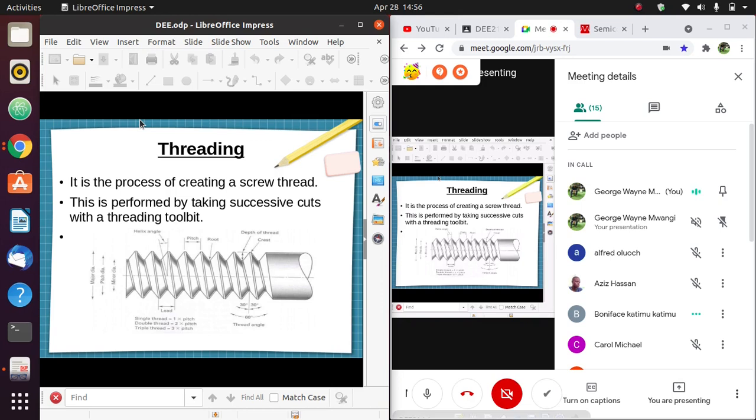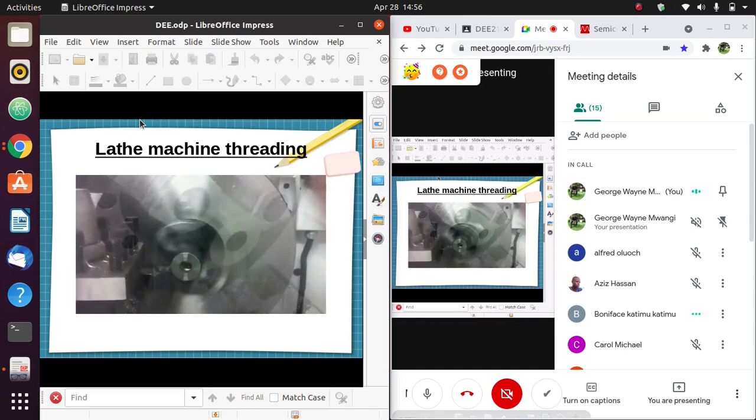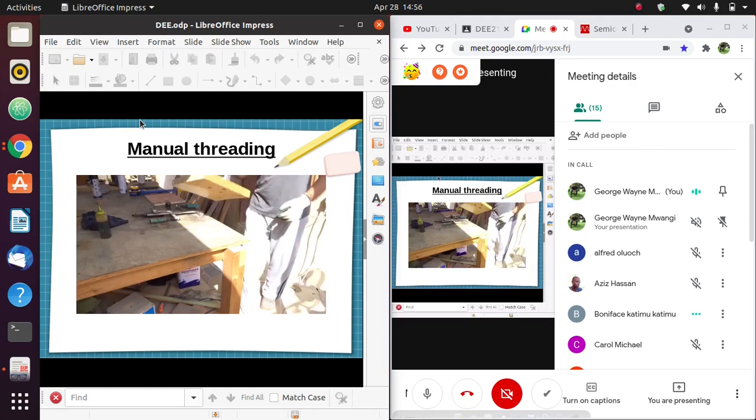So you have to choose the gear correctly. You have to choose the pitch correctly. You have to choose many things correctly. And all those things can be done there at the machine itself. Now we can also do it by hand. Na sana sana, this is usually done by people ambao wanafanya plumbing.